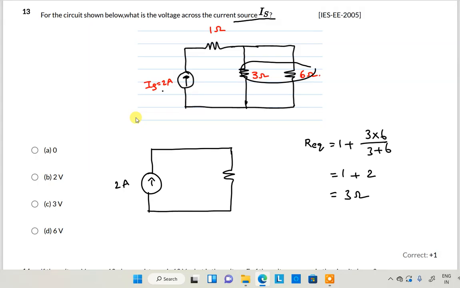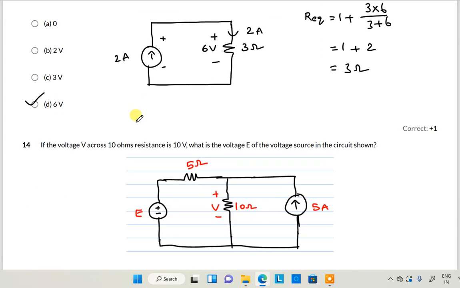Okay, this is the circuit. What is the 3 ohms? Once you know the current is 2 amperes, what about the voltage now? Voltage is equal to IR, that is 6 volt. It is a parallel circuit, right? Here also definitely the same voltage appears. What is the voltage now? 6 volt. Option D is the correct option.